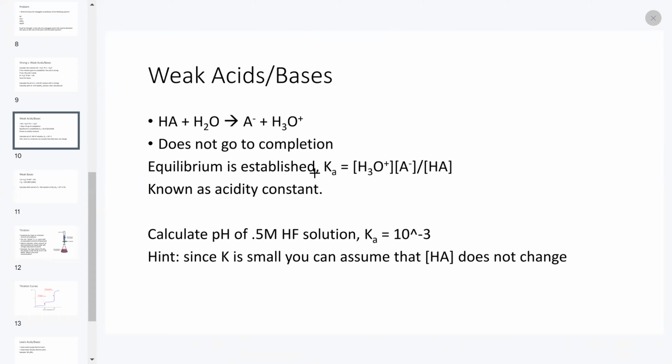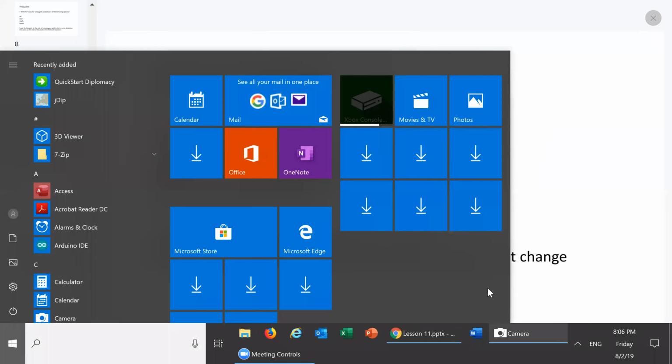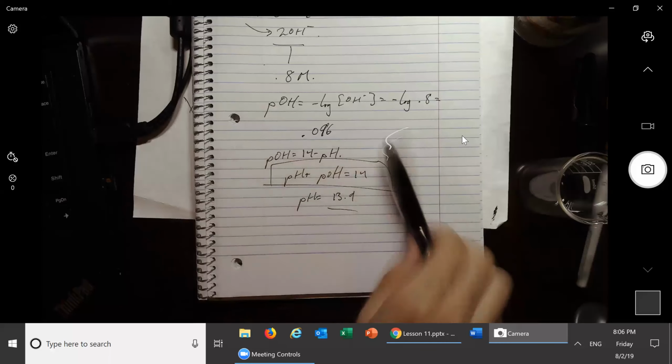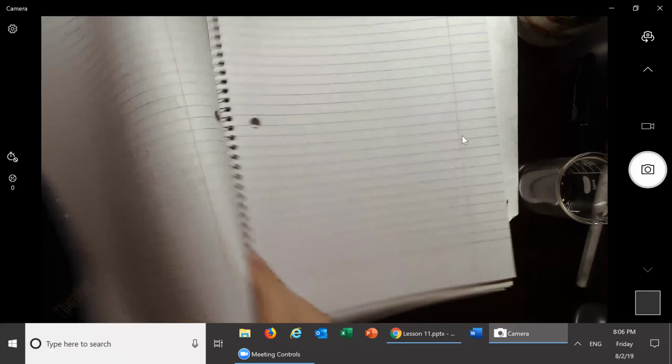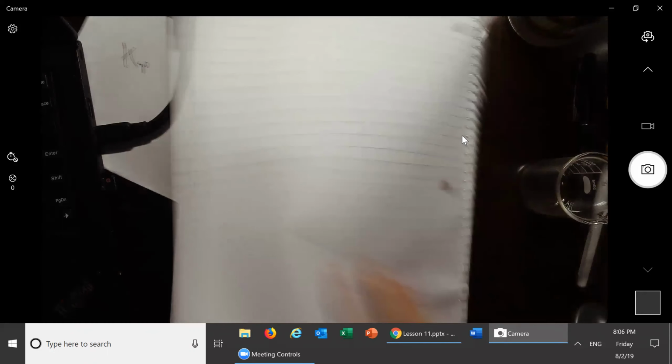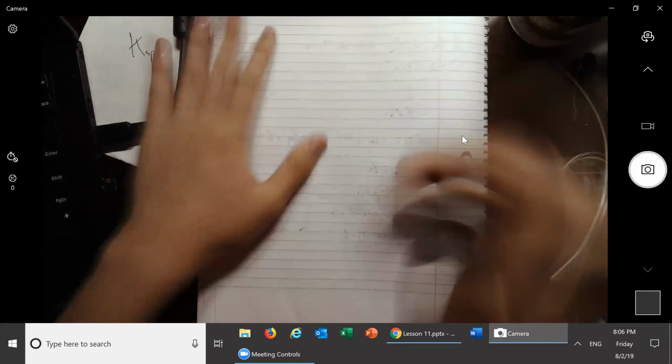I'll let you solve this one, give you a minute to do that. It might be helpful to construct an ICE diagram, but here it's so simple, I don't think that's really necessary. We're only really considering a few things. So what was the acid? Okay, it's HF, right?